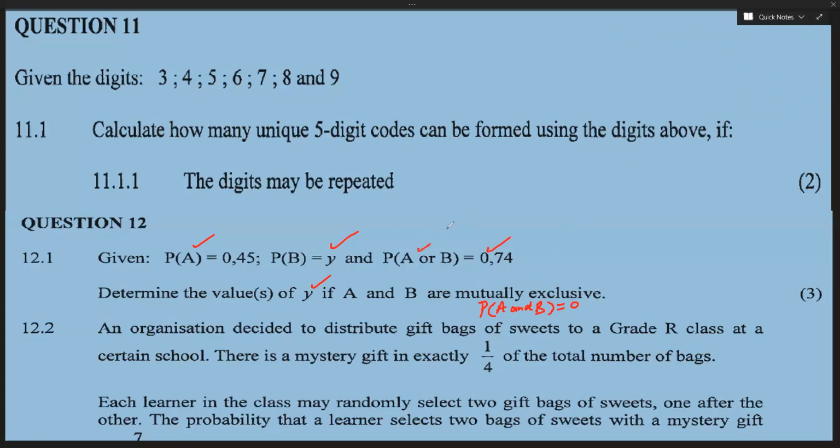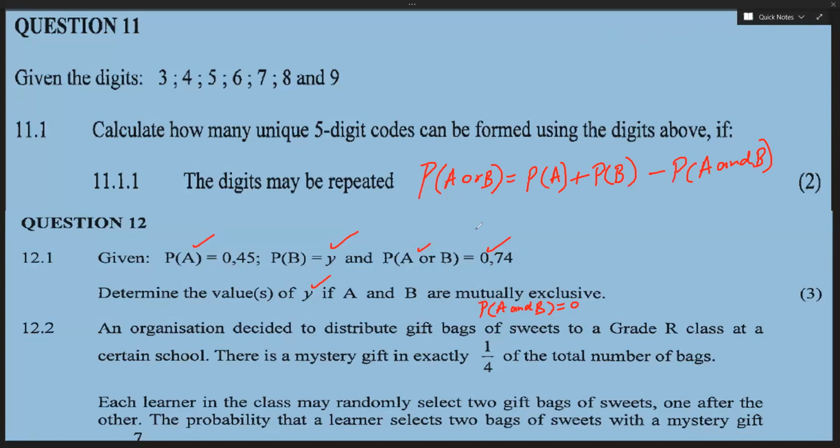Okay, and then if I see the OR, there's only one formula that has the OR in it, which is P(A or B). It's P(A) plus P(B) minus P(A and B), right? I'm sure you have seen the video where we discussed all the formulas. If you haven't seen it yet, it's the first video in this playlist. Please watch it. It's going to be helpful in this type of questions.